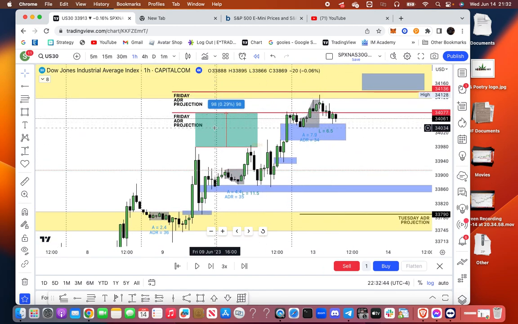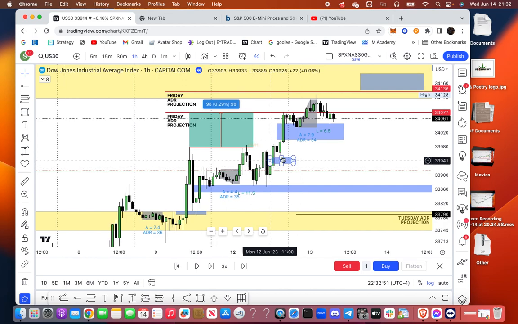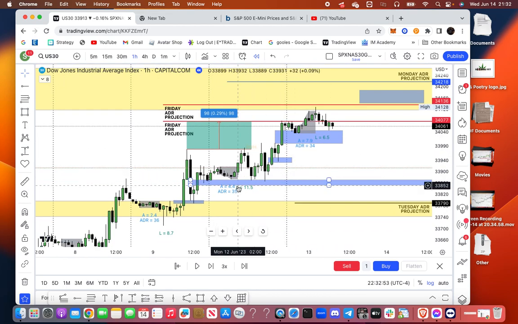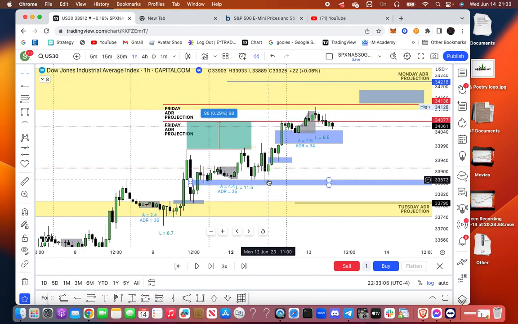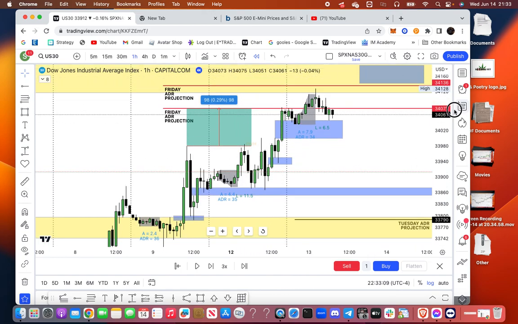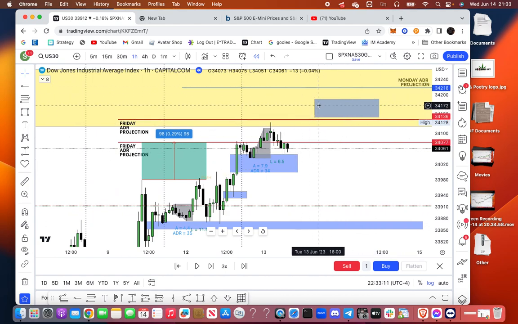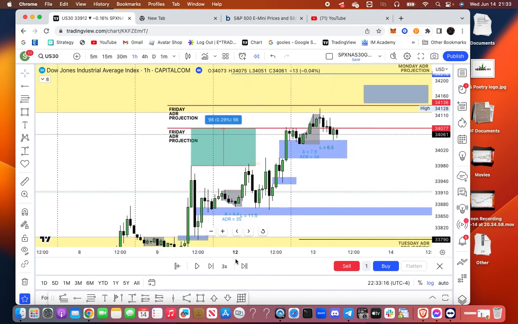So on Monday, it actually reached Friday's target, because Friday failed to reach its rejection. If I came in on Monday, and Monday was 35, and it closed here, you see where it says Monday projection up here? That's from this point down here, depending on when you're looking at it. So come Tuesday, we have a projection. Tuesday's projection will be, well, let me show you.